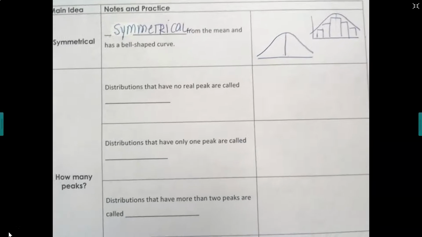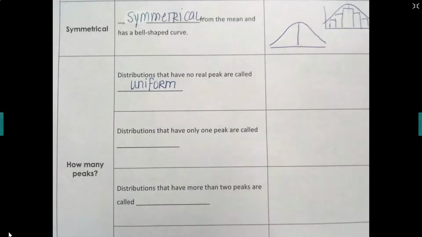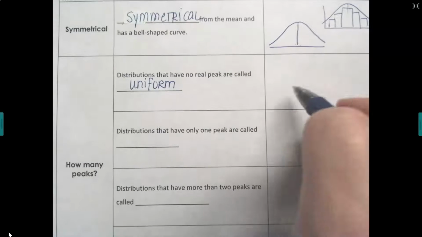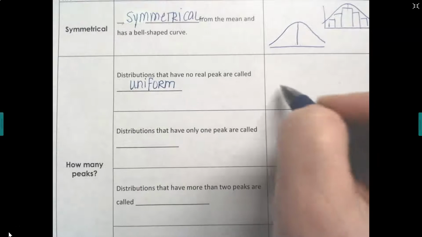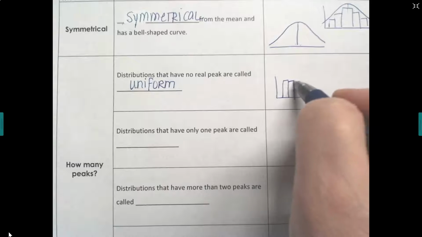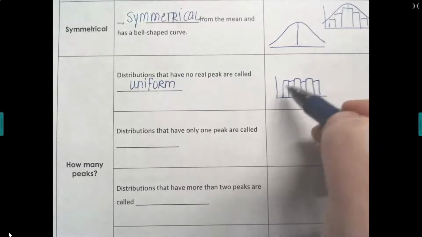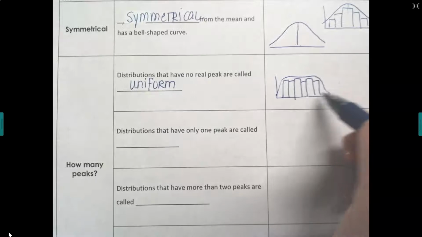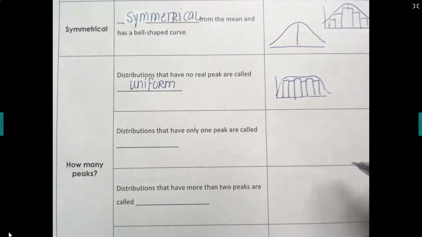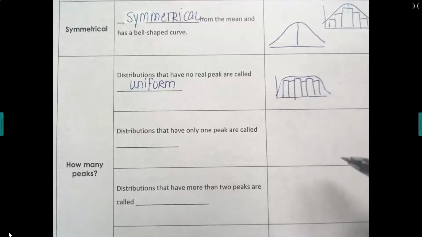But there are different options that could happen. You could have a data set that has no peaks, and that's called uniform. Uniform means it's pretty much the same across the top of the data. If I gave you a histogram, they might not be exactly the same, there could be a little variation here. But what you'd want to look at is if you threw a blanket over the top of it, it's pretty much flat going across the top. That's what uniform means: everything across the top is pretty much the same.